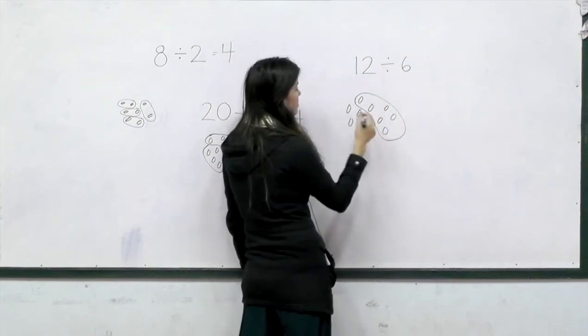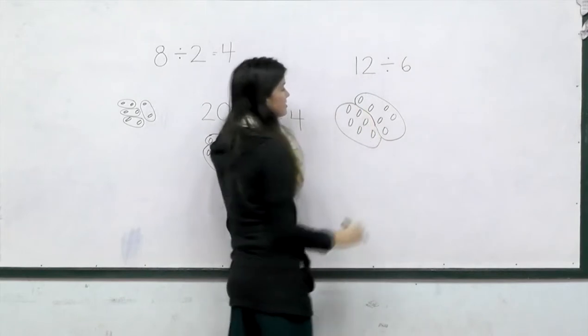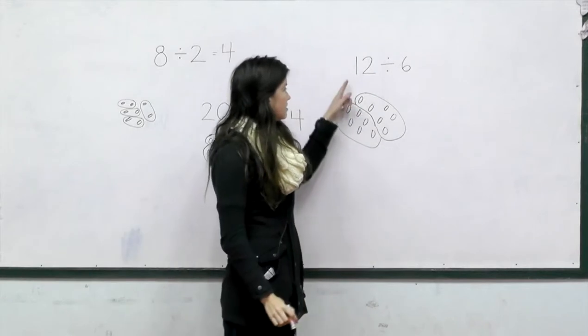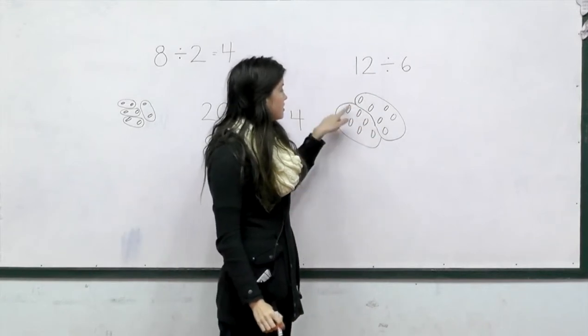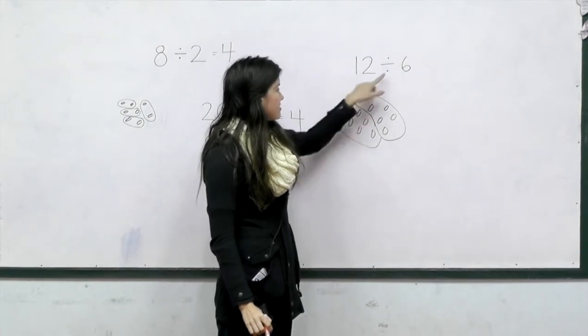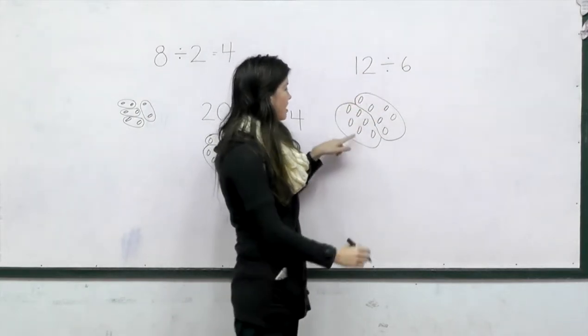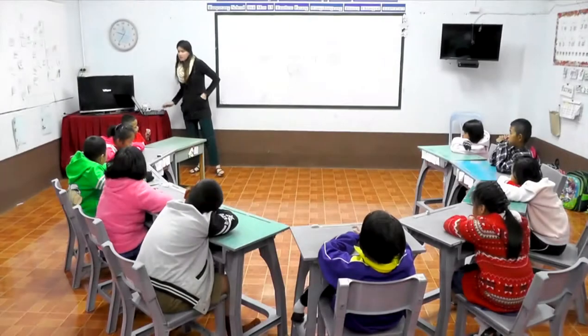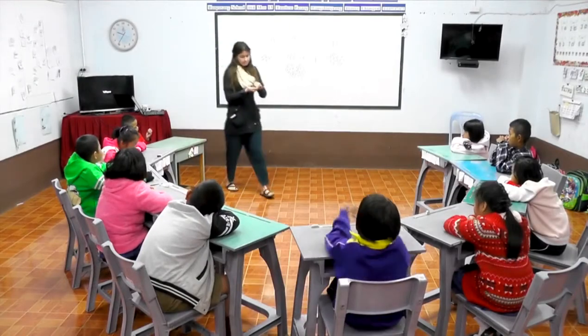So 6 beans here. 6 beans here. So 6, 1, 2, 3, 4, 5, 6. 12 beans divided by groups of 6. How many groups? Equals 2 groups. Okay. So easy. Good. I'm glad.